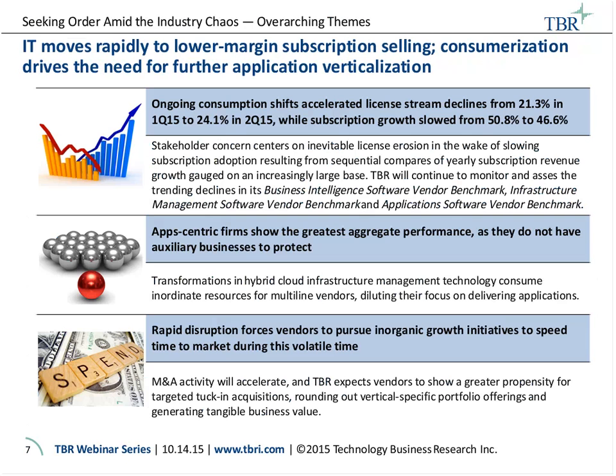Okay, so what are we looking at? What happened in 2Q15? The biggest thing here is the license revenue declined 21.3% in 1Q15 compared to 24.1% in 2Q15. So those are pretty substantial drops. And the subscription line grew 50.8% or 46.6%, depending on the quarter.